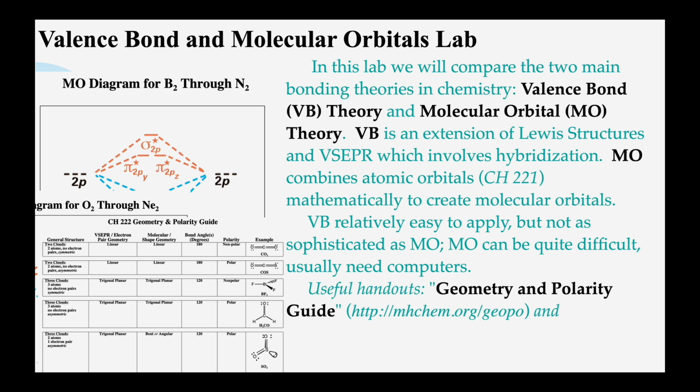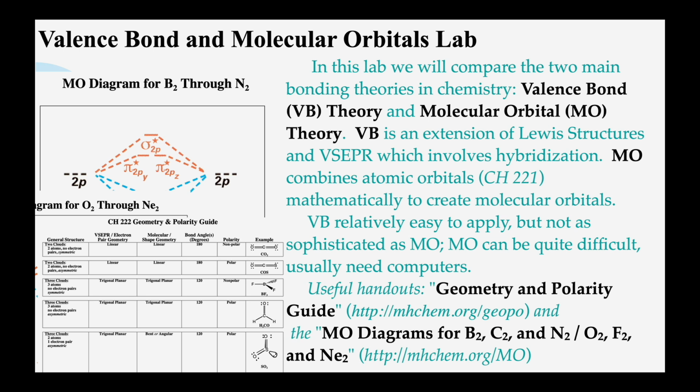All right. In addition to that though, you're also going to need the molecular orbital diagrams, and there's two of them. One of them is for boron, carbon, and nitrogen, and the other one is for oxygen, fluorine, and neon. These are also in the companion, and they are online on our website, or you can download them directly from mhchem.org/mo. They will help us when we get to the molecular orbital theory information.